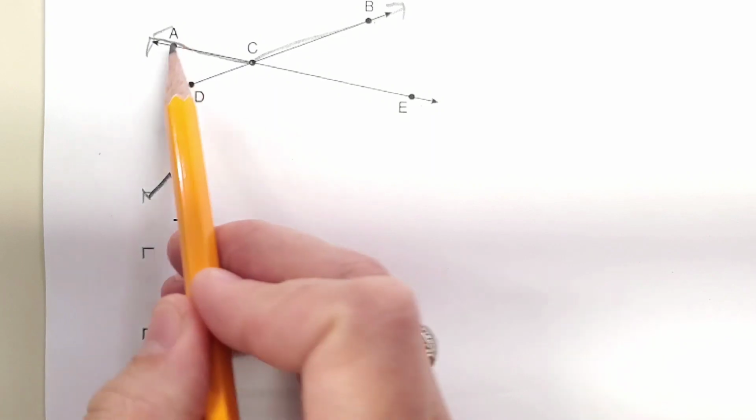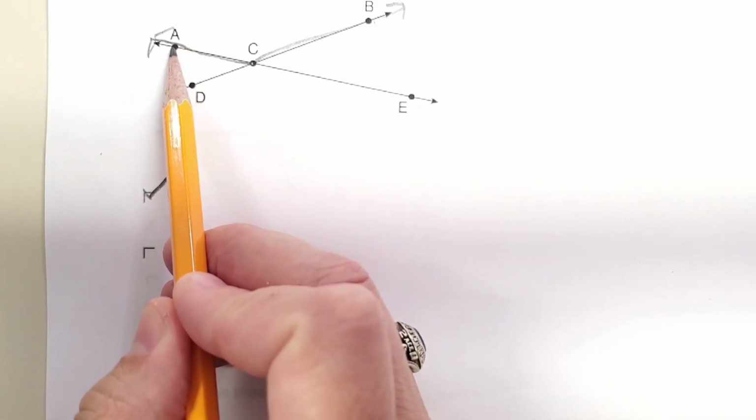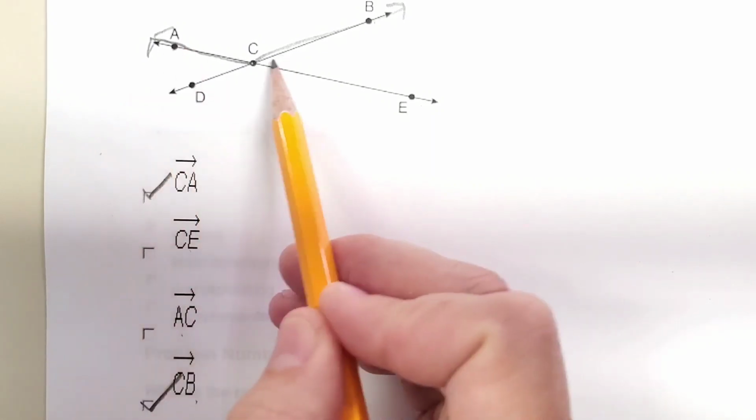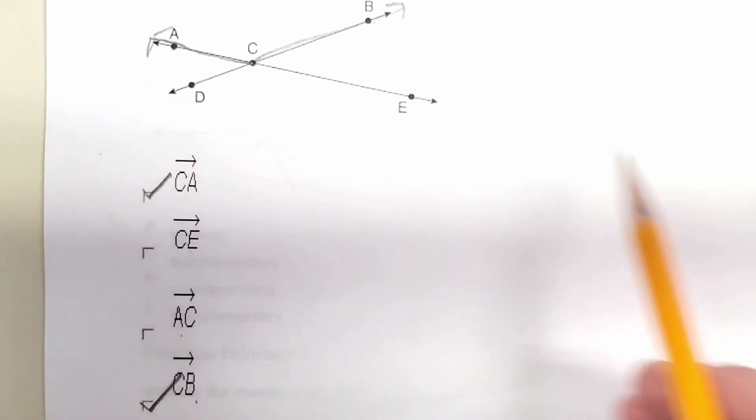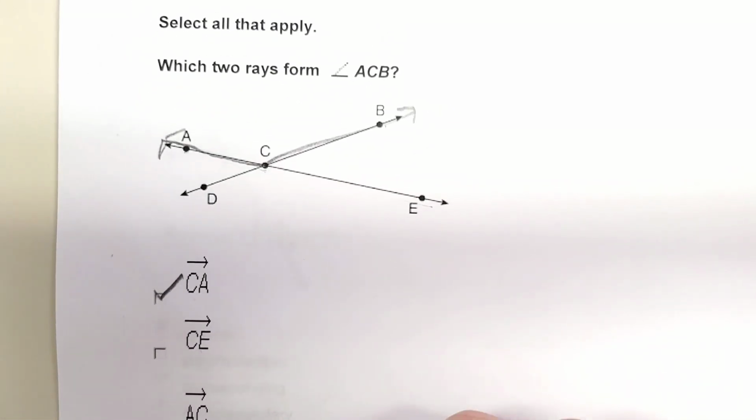They try to trick you with AC, but you don't start outside. You start from the vertex and then you go out. So you start at C and then you go to A. Problem number 1.